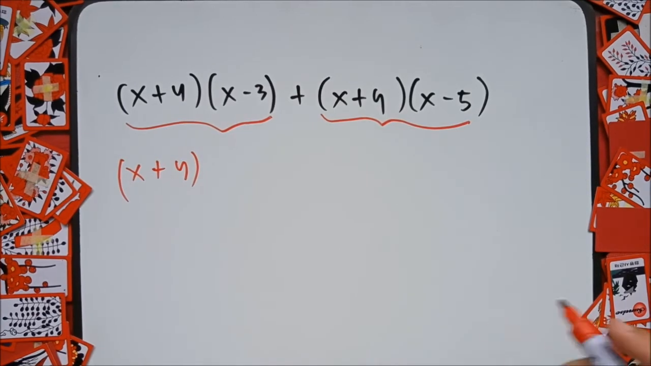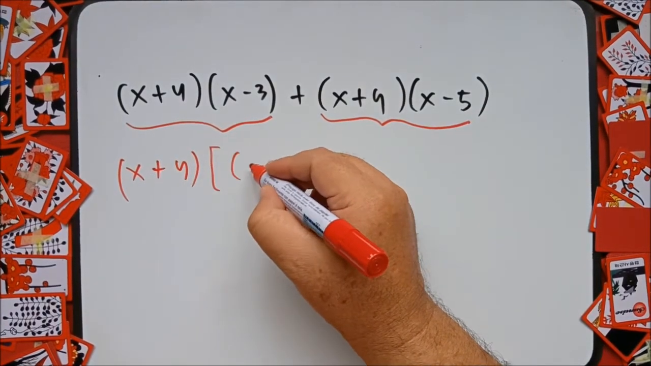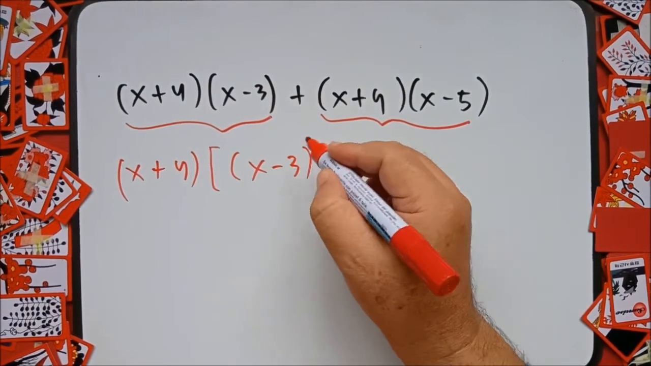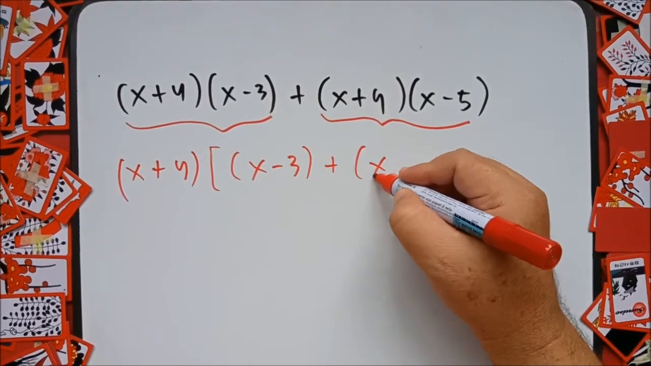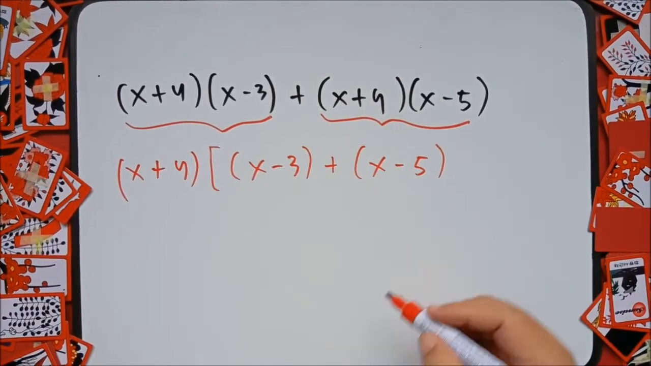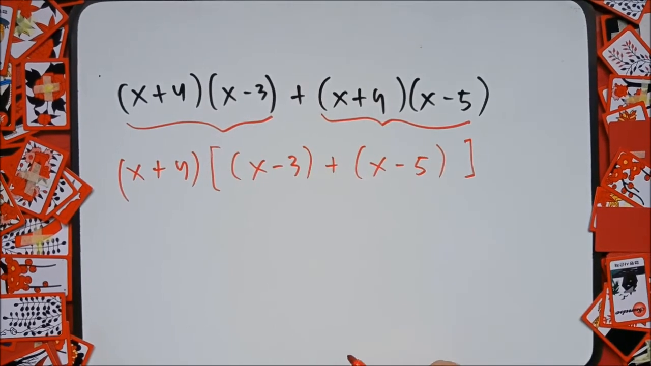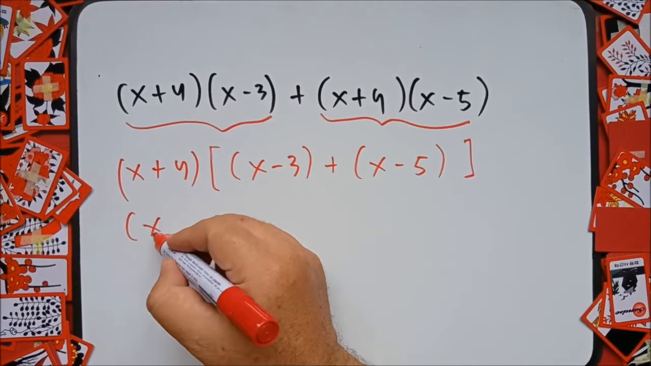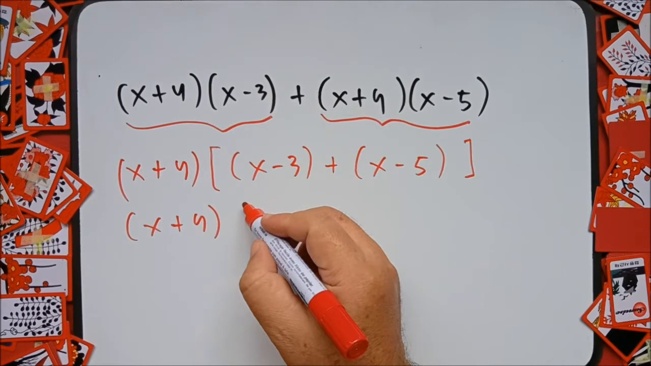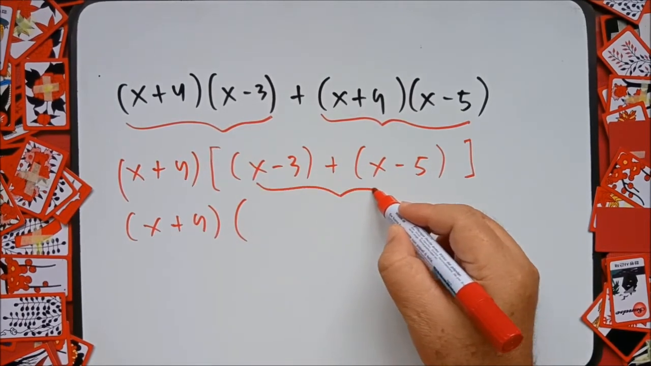Now, ano ang matira? X minus 3 na lang ang matira. Sa kabila naman ay x minus 5. Okay. Ngayon, ano ang gagawin mo? Ilalabas mo ito, x plus y. Ilalabas mo ulit. Tapos, isimplify mo ito.